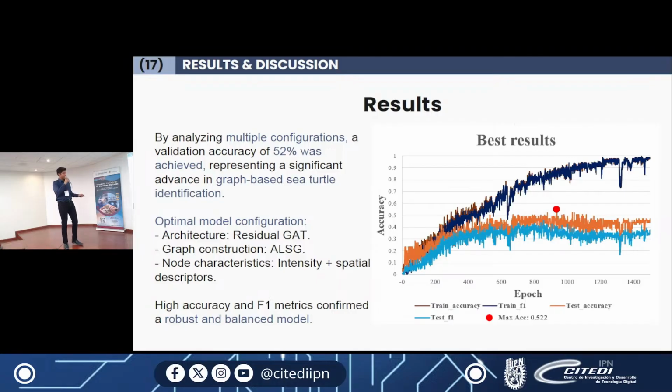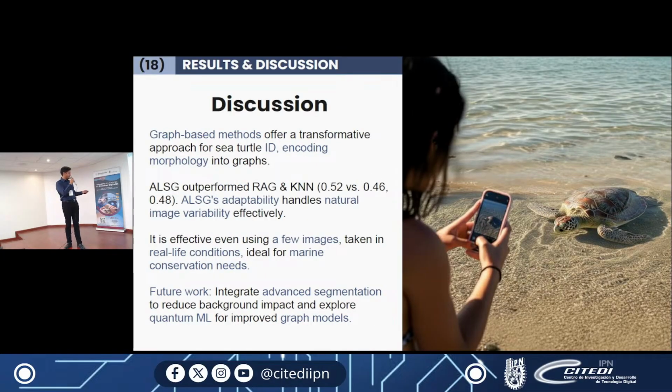We use residual connections in the feature extraction with graph attention networks. The graph construction is my own method, the ALCG. The node characteristic is the intensity of each node, and the spatial descriptor is the spatial location of the node in the whole graph. And as you can see here, we have stable training and test. Okay, so this is the best performance until now.